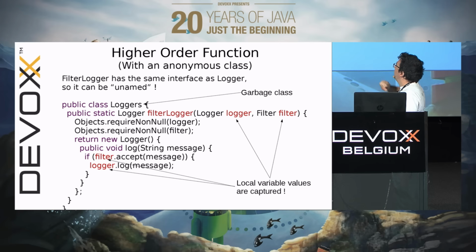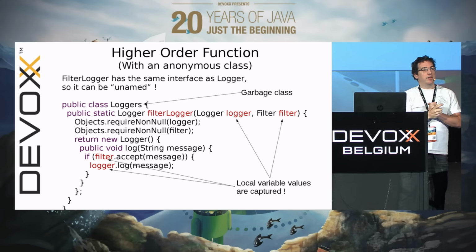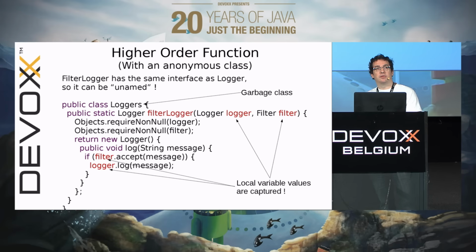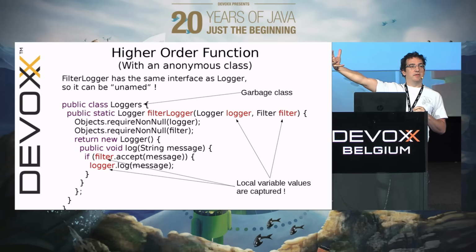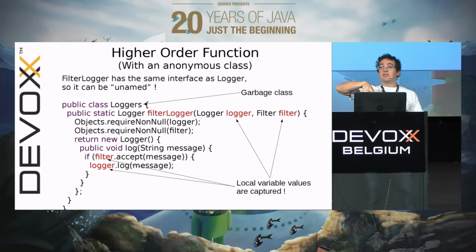So basically, the idea is you can just have one method, filter logger, and implement the logger as an anonymous class. Is it okay for everybody? You don't have to have a name here, because the interface is what you want to implement. It's exactly the same thing with an iterator. When you create an iterator, you will not provide a class, you will use an anonymous class, because when you implement an iterator, you don't add any methods in it.